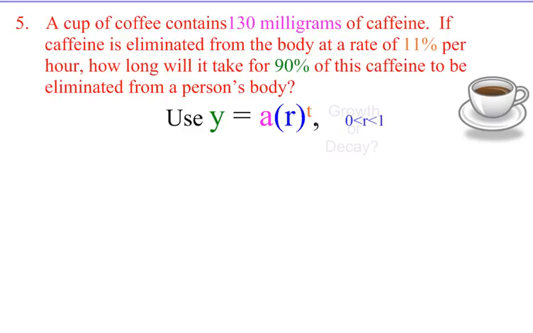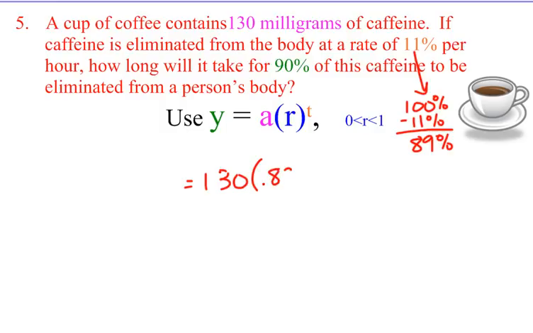Hopefully you recognize this would be an example of a decay problem. My 130 milligrams of caffeine is my A value. And it says that it is eliminated from the body at a rate of 11%. So remember that 11% is leaving our body, so we take 100% minus 11%. What's left in my body is 89%, so we'll use 0.89 as our R. Then it says, how long will it take for 90% of this caffeine to be eliminated from the body? So we don't know the time. We're looking for T. What's confusing here is what we're going to use for our Y value.